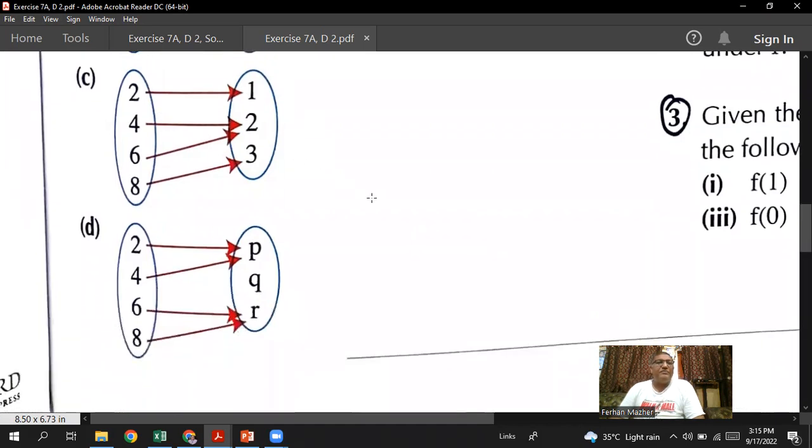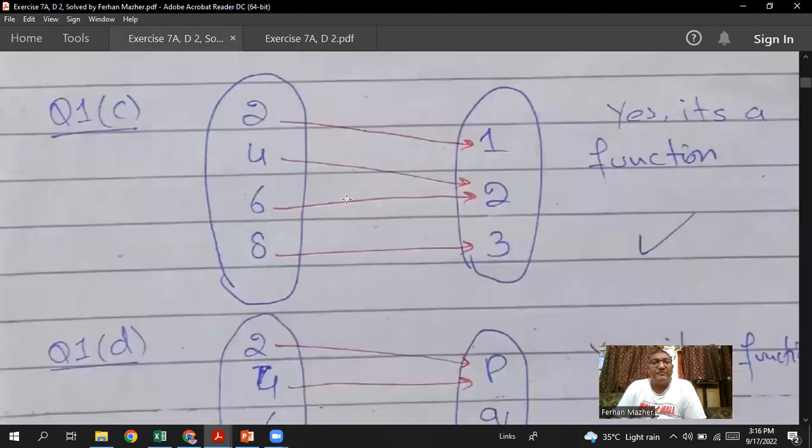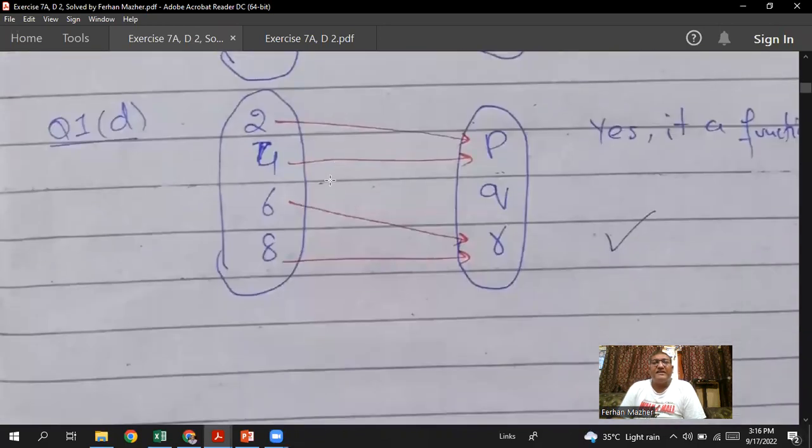Now we are on the D part. You see 2 has image P, 4 has image P, 6 has image R, 8 also has image R. So yes, it's a function. Very simple. Yes, it's a function.